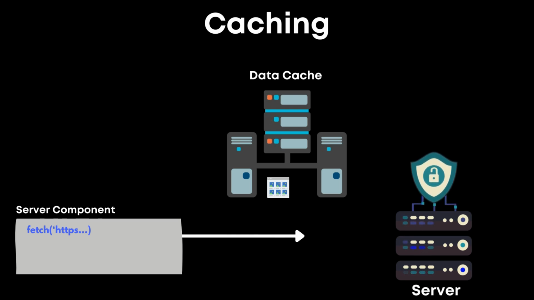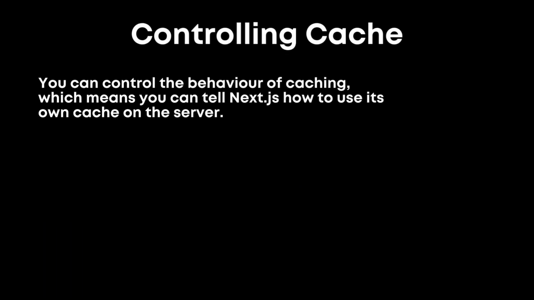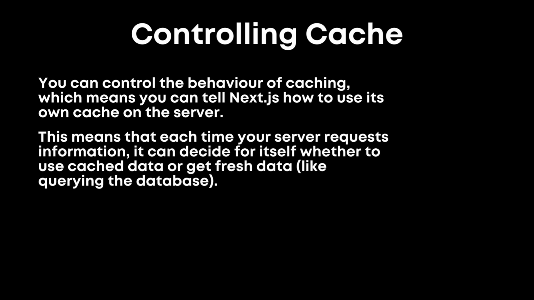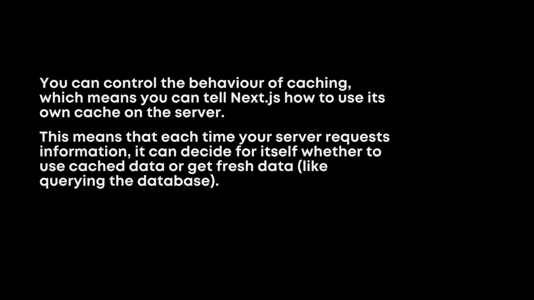When you make a request with the same URL, instead of querying the database, it returns the stored result from the data cache. But in Next.js, you can control the behavior of caching, which means you can tell Next.js how to use its own cache on the server. This means that each time your server requests information, it can decide for itself whether to use cached data or get fresh data, like querying the database. Remember our previous tutorials on Next.js data fetching, we used the fetch method to get the data from an API endpoint like fakestoreapi.com. Now you can apply several options to this fetch method to control the caching behavior.